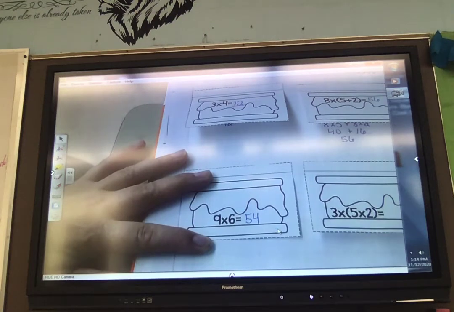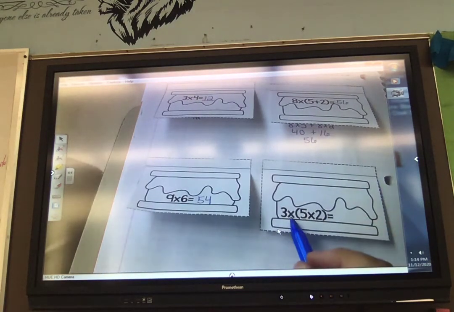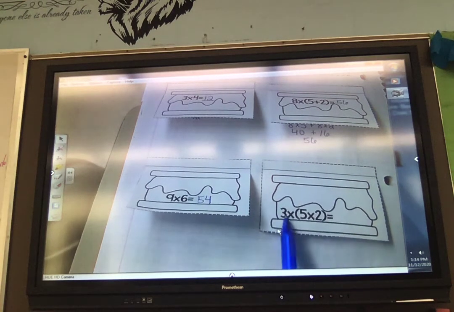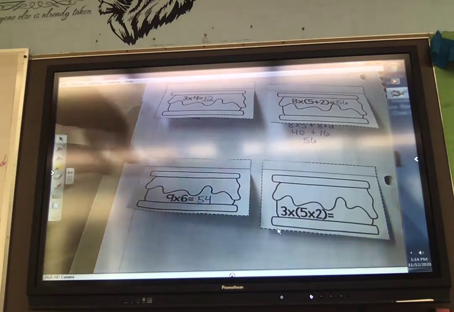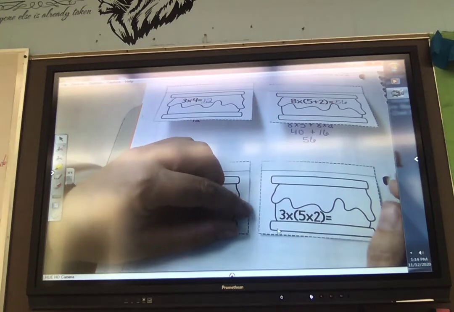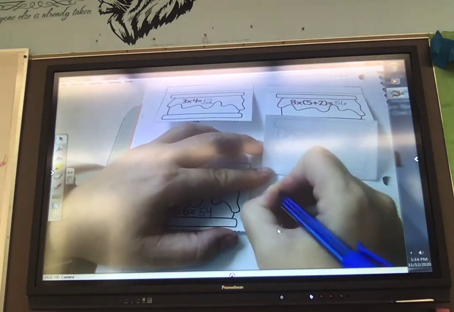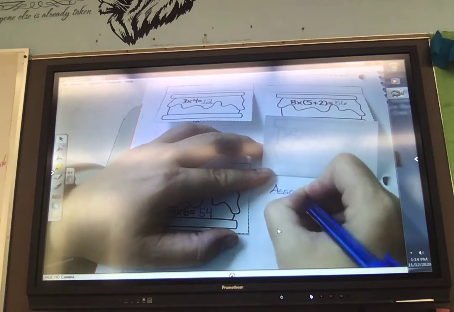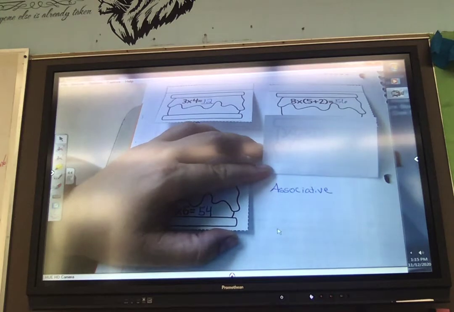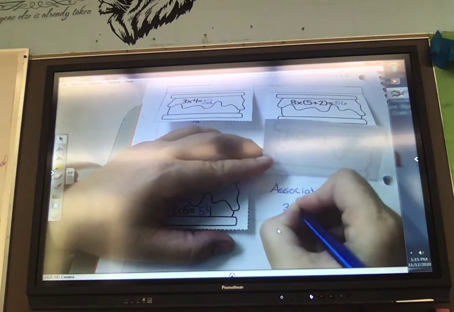All right, last one on this page. You have 3 times, parentheses, 5 times 2, parentheses. So you see we only have times signs. So this tells me this is not distributive. Distributive would need a plus sign. This only has times. So that means this is our associative property. A-S-S-O-C-I-A-T-I-V-E. Associative. Associative says we can take factors and we can change their groups.